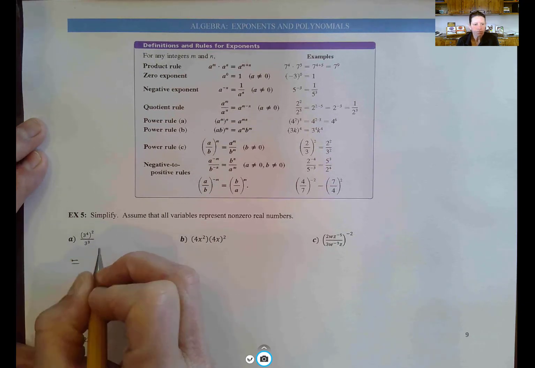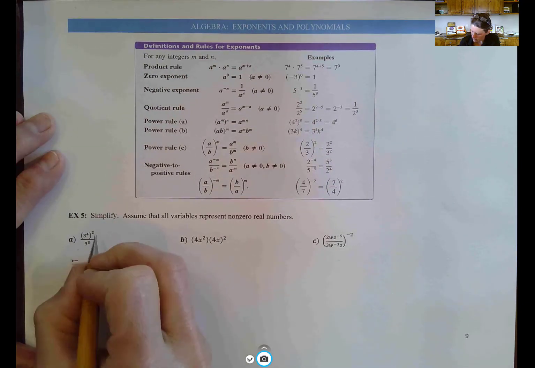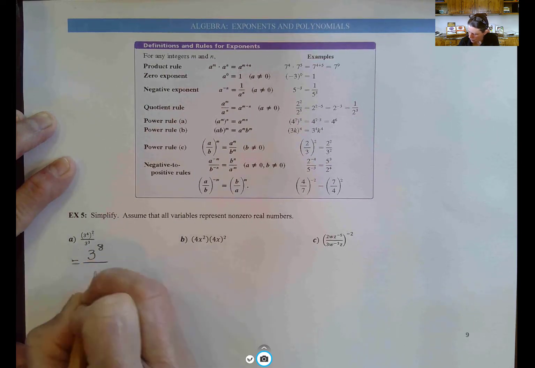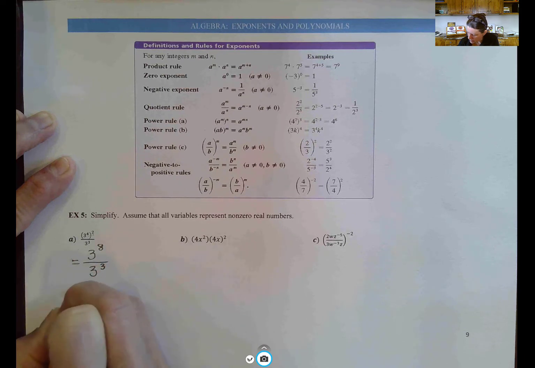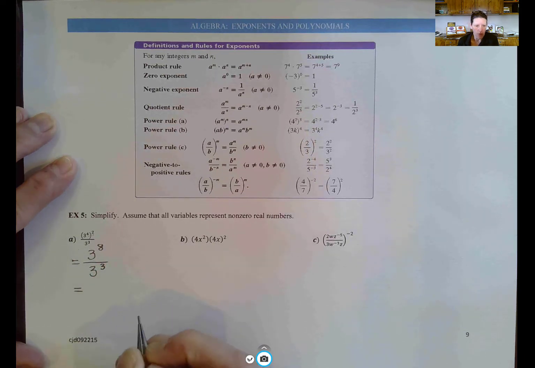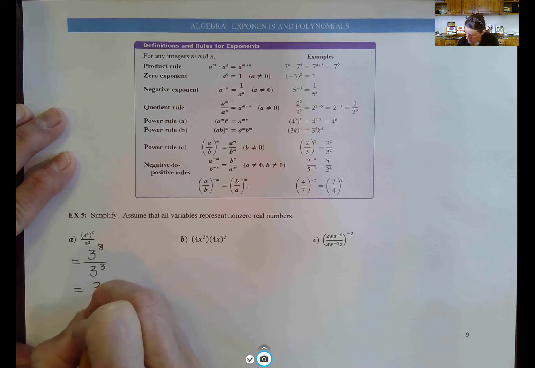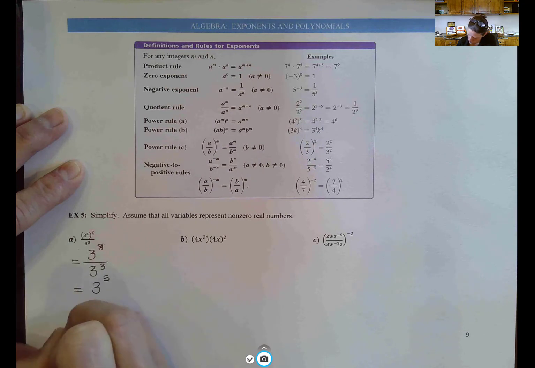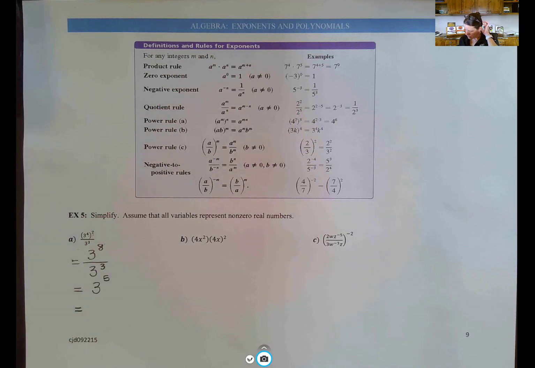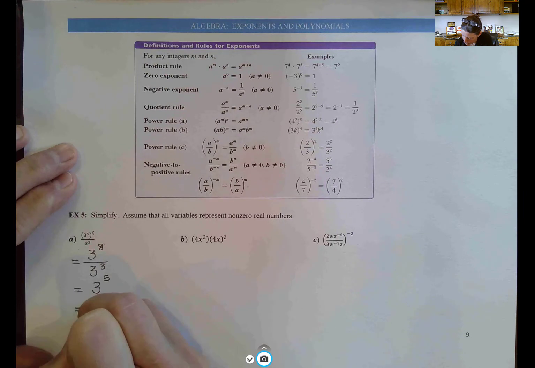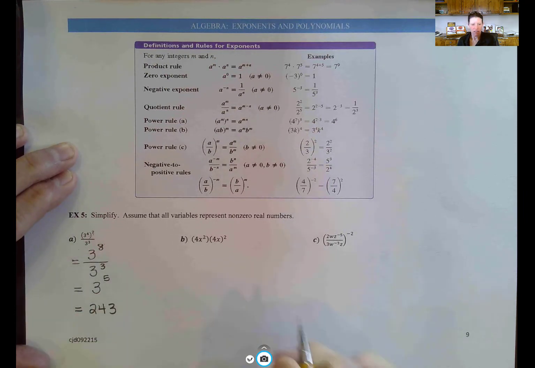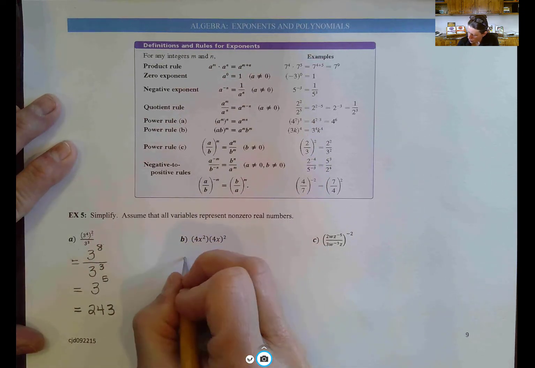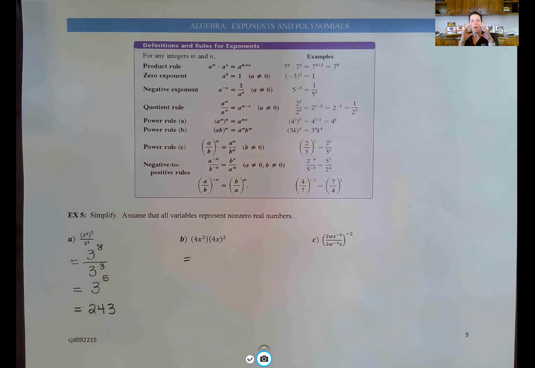Now, in part A, 3 to the 4th squared. Power to a power, multiply, that becomes 3 to the 8th over 3 to the 3rd. Those bases are the same. So next we use the quotient rule and subtract exponents. 8 minus 3 is 5. And if we wanted to evaluate that, 3 to the 5th is 243 in its evaluated form.